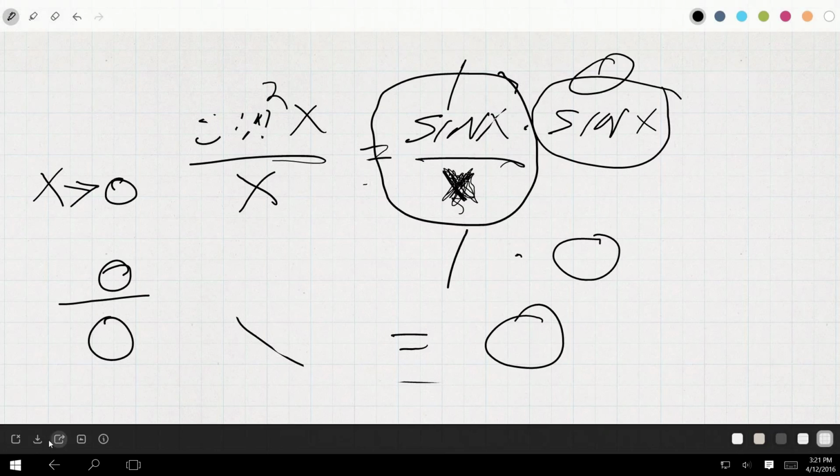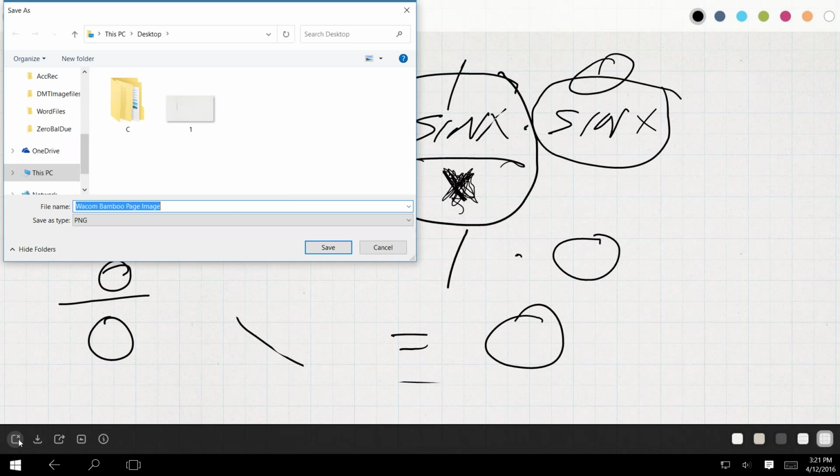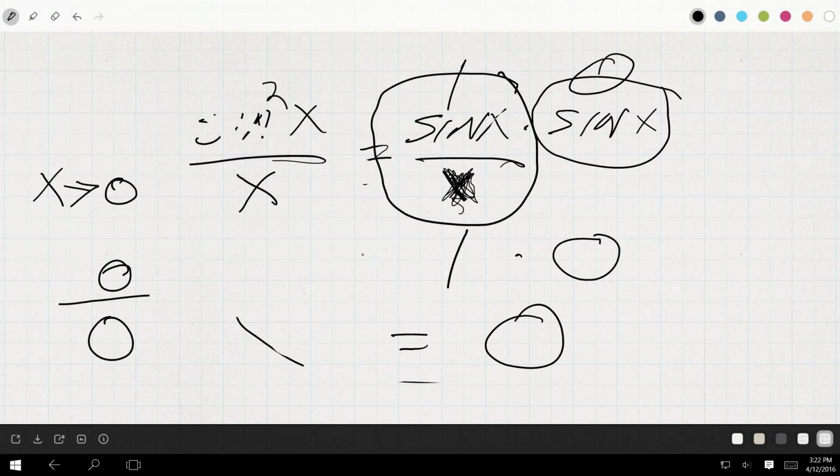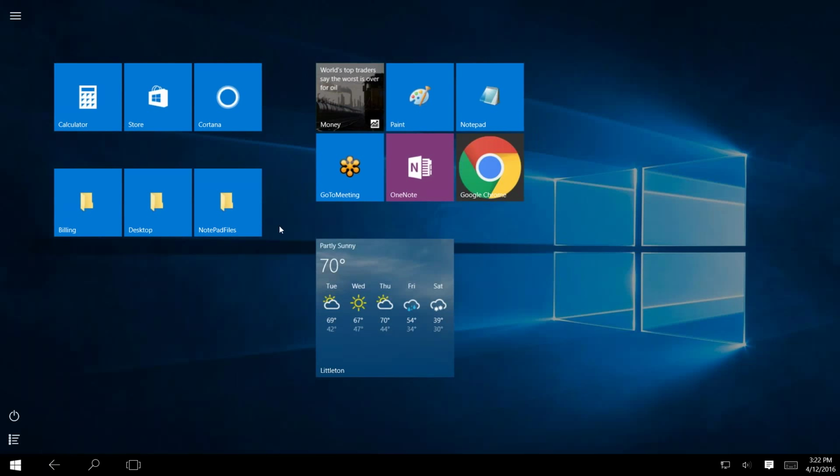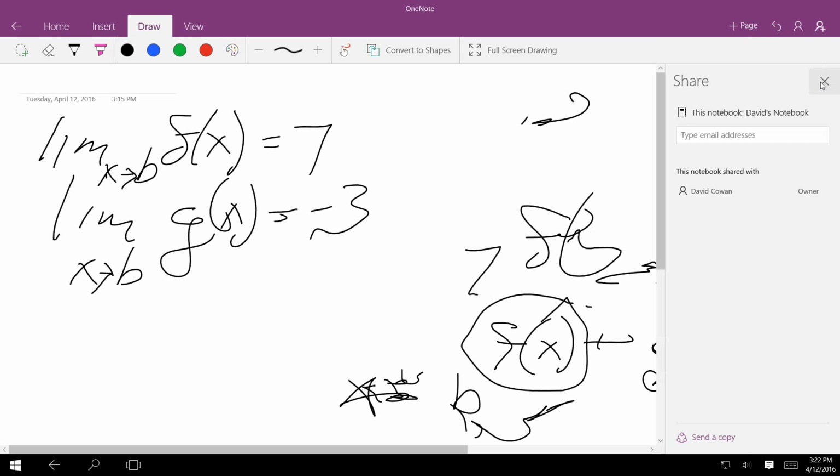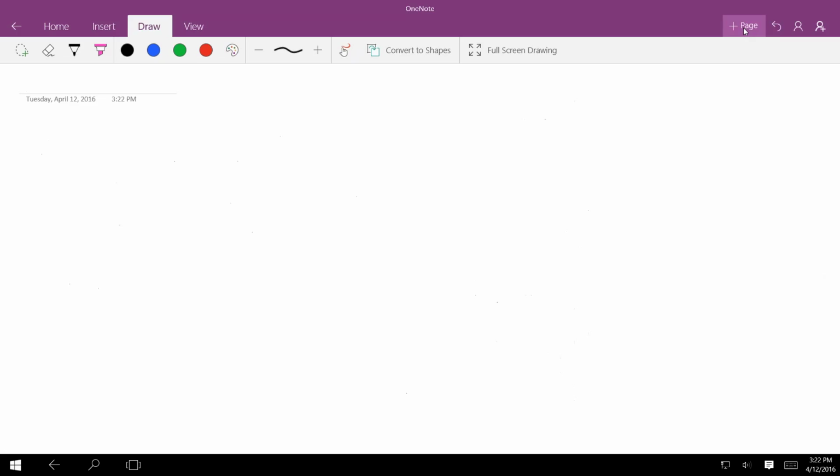All these buttons down here, and they don't tell you what any of them are. It's not actually curing my problem anyway. So let me go back to OneNote. All right, what else?